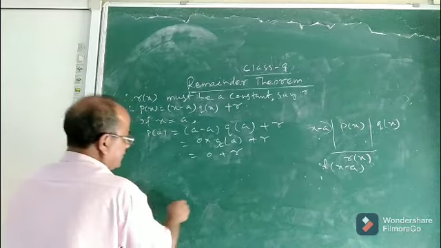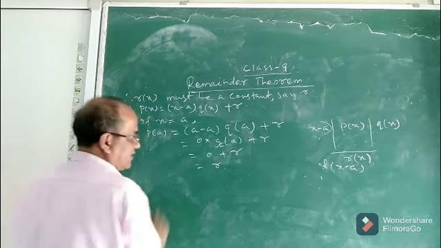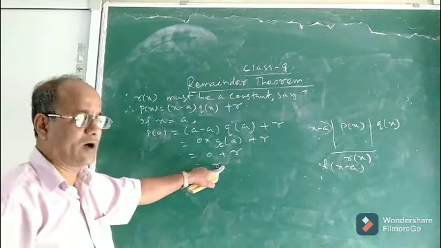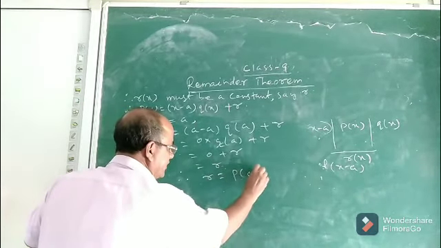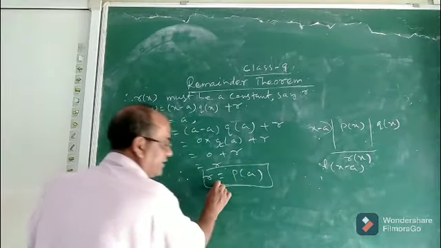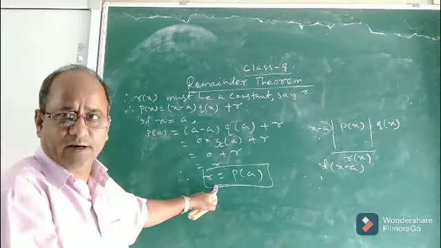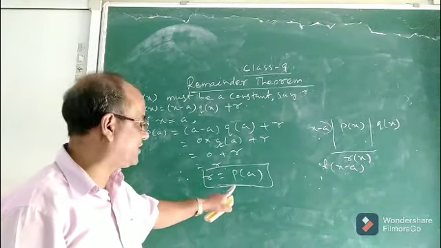Now 0 plus R means what? 0 plus R is R. So P(a) equals R. What did you see, children? Therefore R equals P(a). So this is what the remainder is. What I had said earlier in the statement of the remainder theorem is proved.